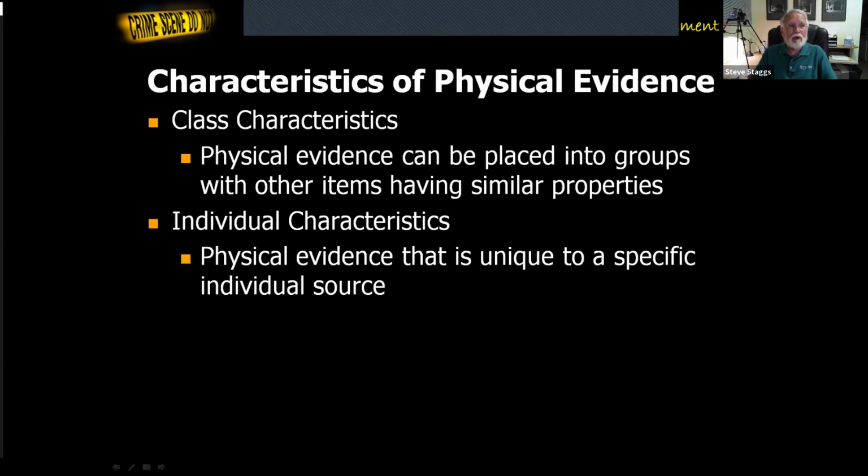All evidence bears characteristics. You can have class characteristics, and then you can also have individual characteristics, but you don't always have individual characteristics on all evidence. You may only have class characteristics. So what is the difference? Class characteristics, that's physical evidence that can be placed into groups with their items having similar properties. Let's say you have a footwear impression. Is it an athletic shoe or is it a boot? Well, those are two different classes.